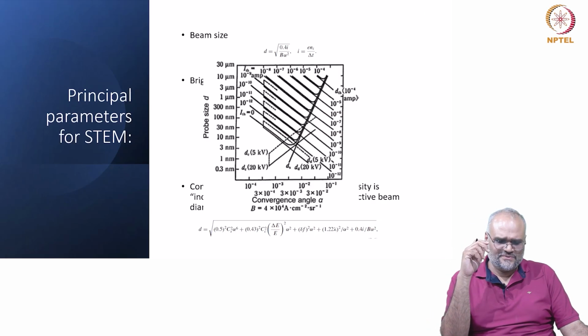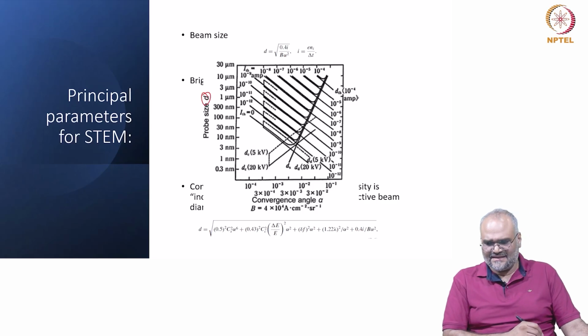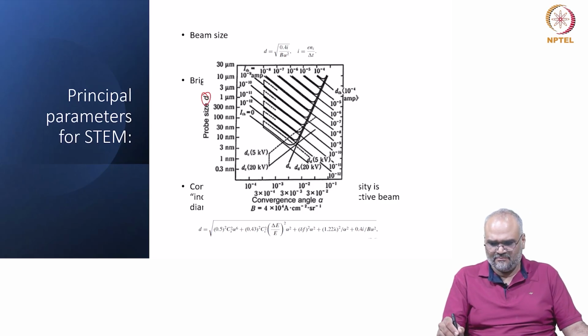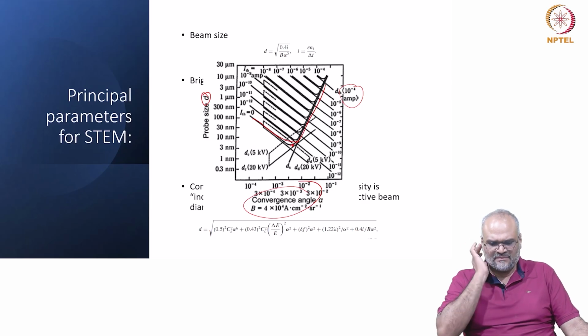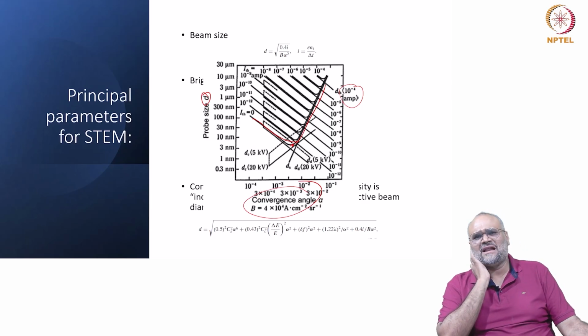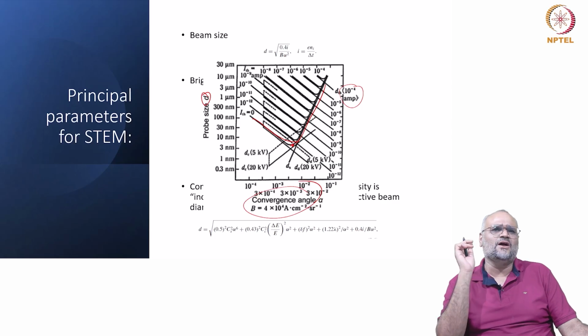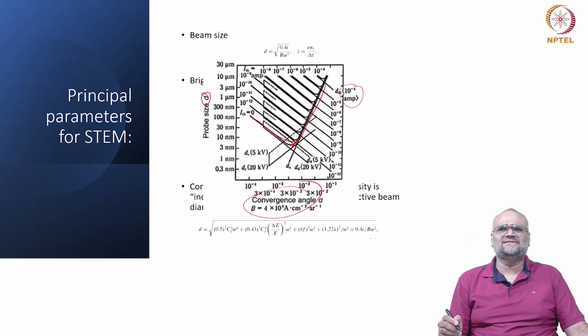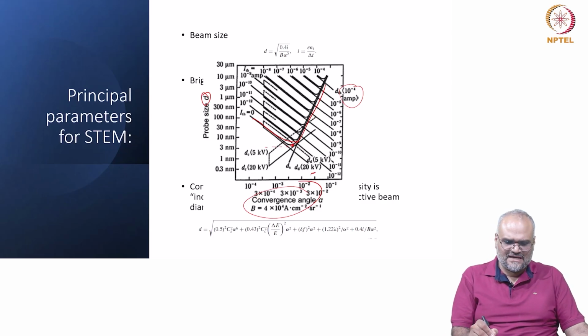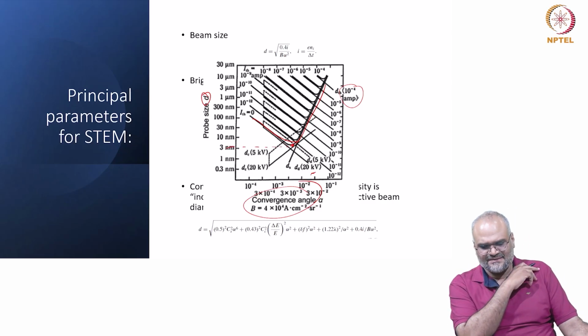If I have a probe size d, it is strongly dependent on the brightness and the convergence angle, and you have an optimum value somewhere here which is a compromise among all of these. So depending on multiple parameters such as chromatic aberration, spherical aberration, the brightness and the convergence angles, you get an optimum probe size, and this is at an accelerating voltage of 20 kilovolt, and you would have a probe size of something around 3 nanometers.